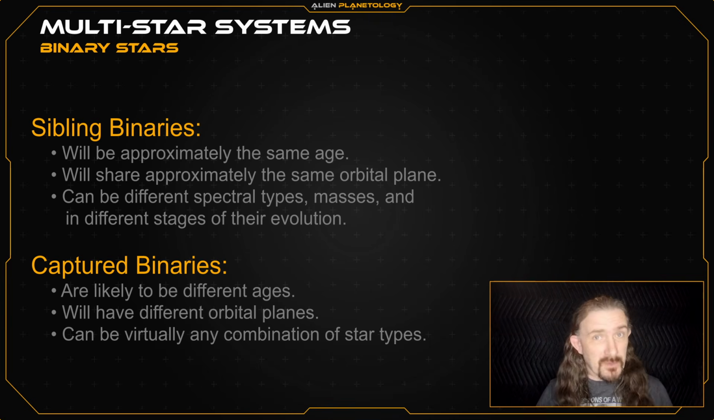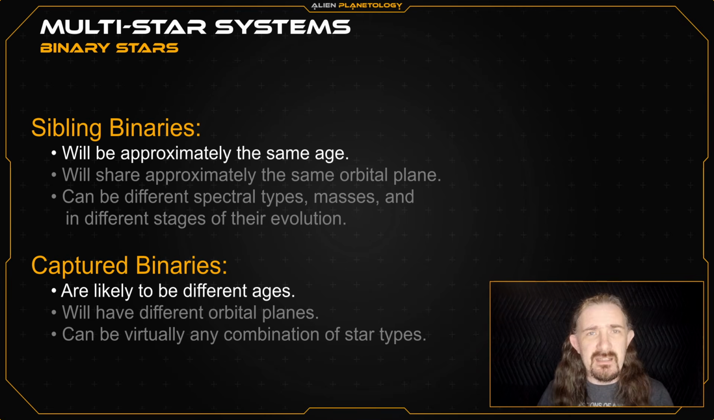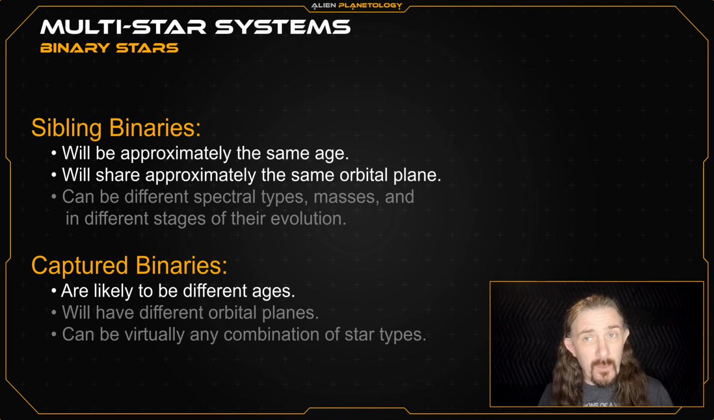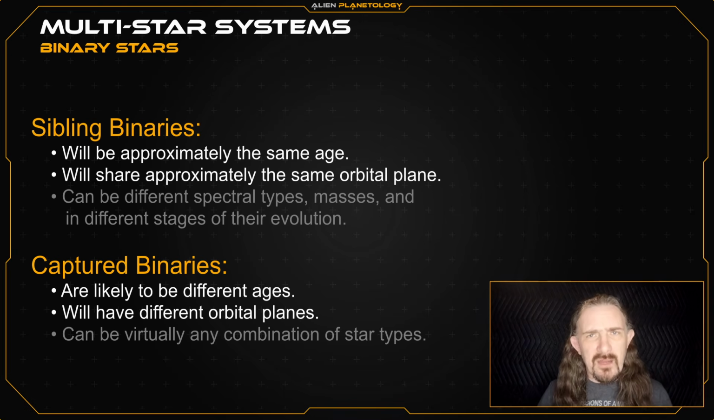Sibling binaries, those that formed together, will be approximately the same age, while this is not necessarily the case for captured binaries. They could be the same age if the capture event took place while the stars were still in their stellar nursery, or they could be very different in age if they paired up later on. Furthermore, sibling binaries will tend to orbit one another in the same orbital plane, or at least very close to it. This would be very unlikely for captured binaries, which met with random motions that result in the pair having different inclinations and orientations relative to one another.